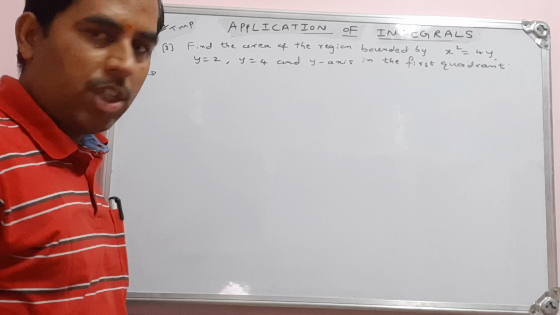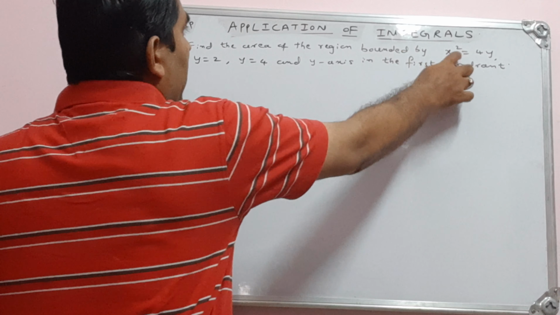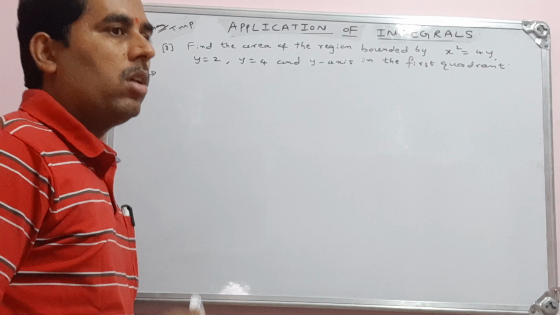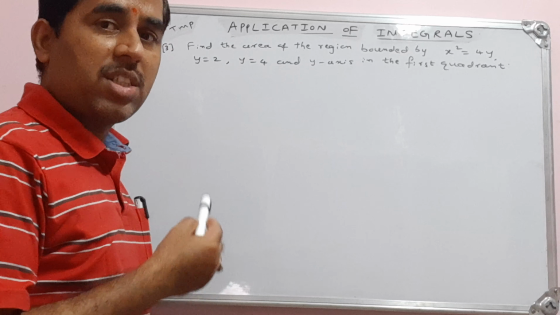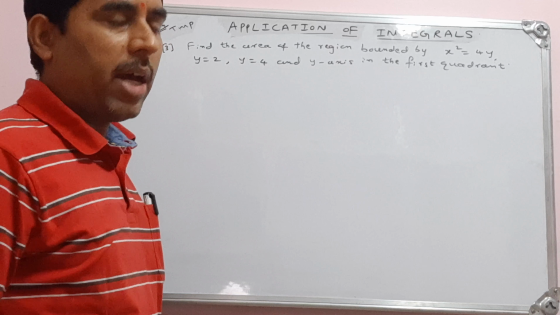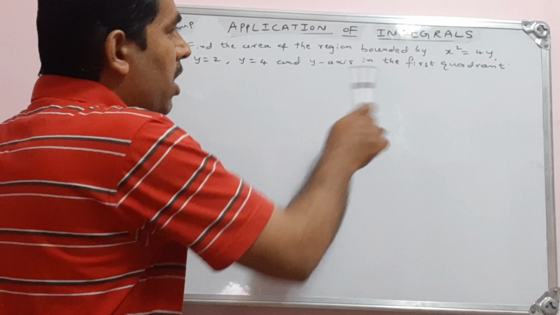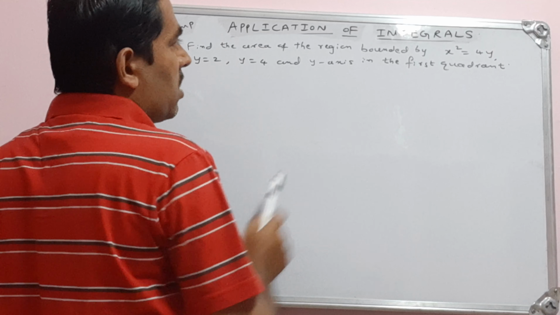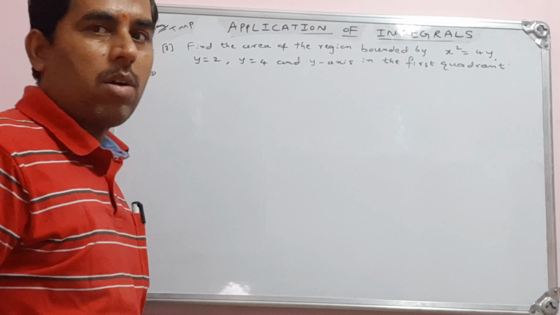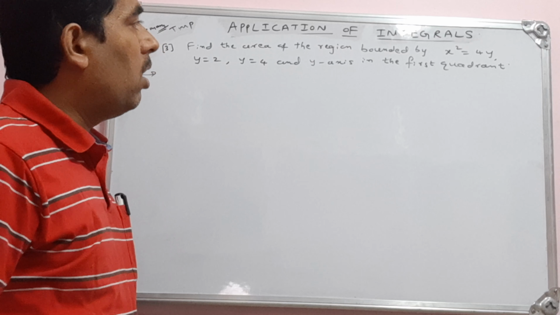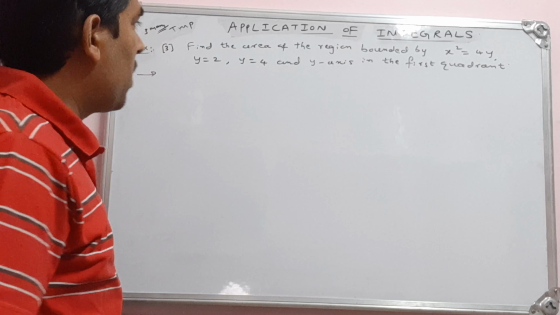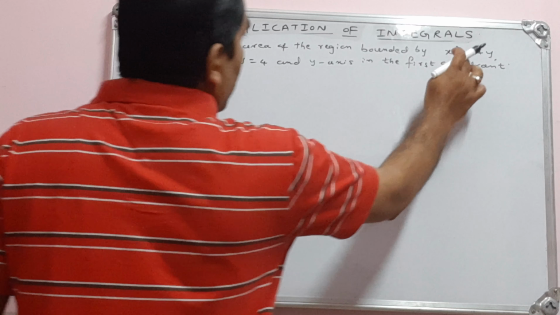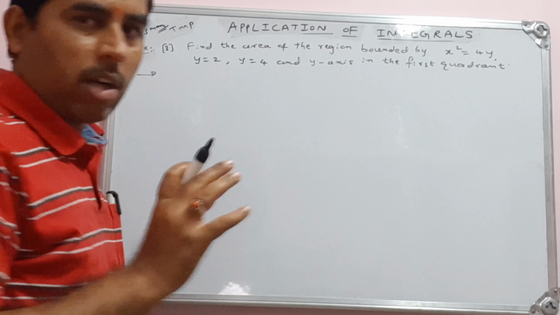Find the area of the region bounded by x square is equal to 4y. Of course, x power of 2, so that is also a parabola. We have to draw a rough sketch. x square is equal to 4y, the lines y is equal to 2, y is equal to 4, and the y axis in the first quadrant. Once again, we have to find the area in the first quadrant. As usual, we have to draw the rough sketch first.